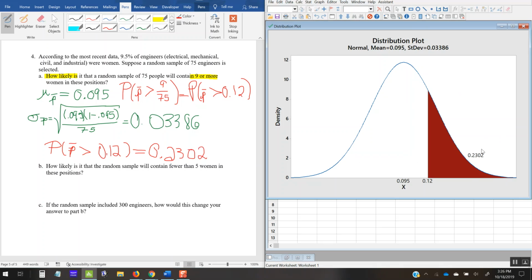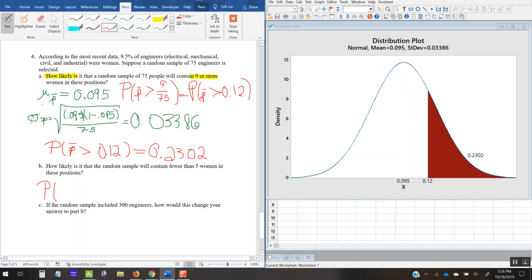Anyway, so 23.02%. All right, so that wasn't unusual that much as I thought it was going to be. I thought it was going to be far away. But then again, when I checked the standard deviation, I should have known that. Anyway, so let's try fewer than 5. So similarly, they've given us a count, 5 out of 75. So I'm going to have to change that into a proportion again before I can proceed.